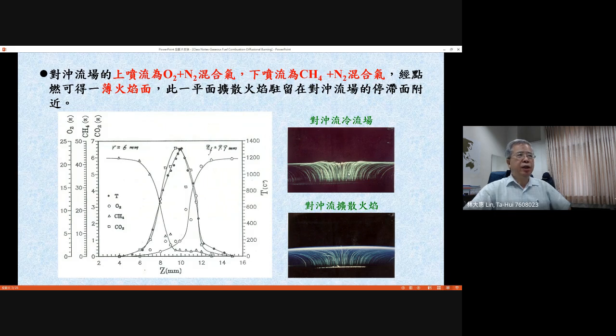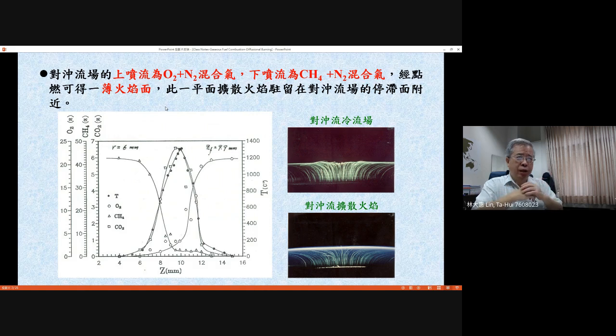But in this case, you try to use the mixture of oxygen and nitrogen from the upper burner and use the methane mixed with the nitrogen from the lower burner. In this case, we do not use the pure methane because the burner size is pretty large. When you use the methane, you will consume too much fuel.